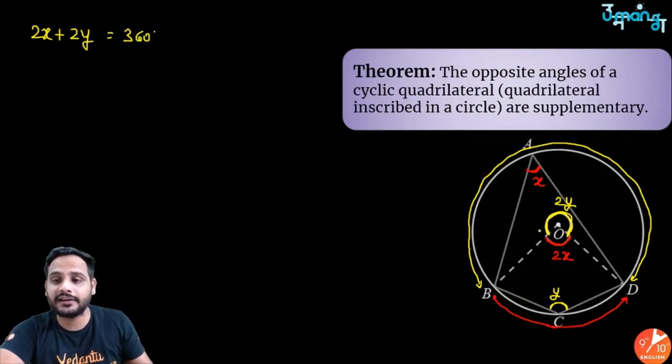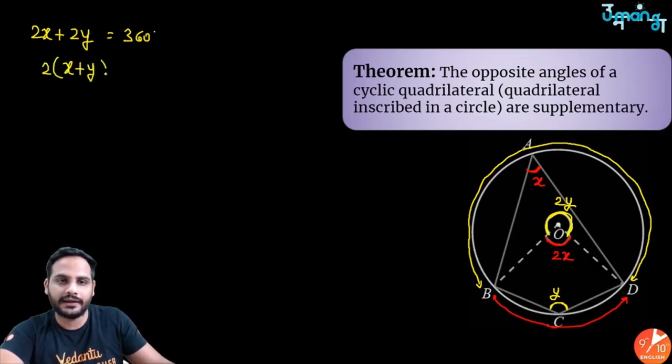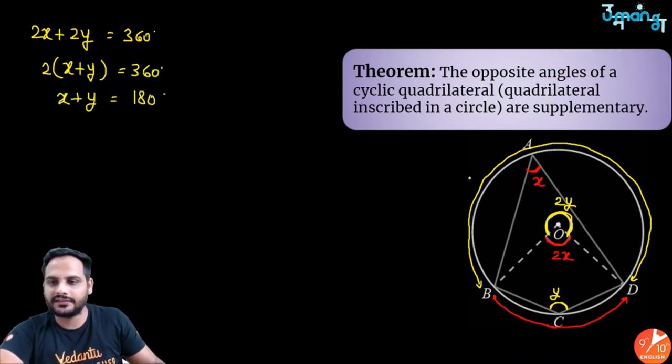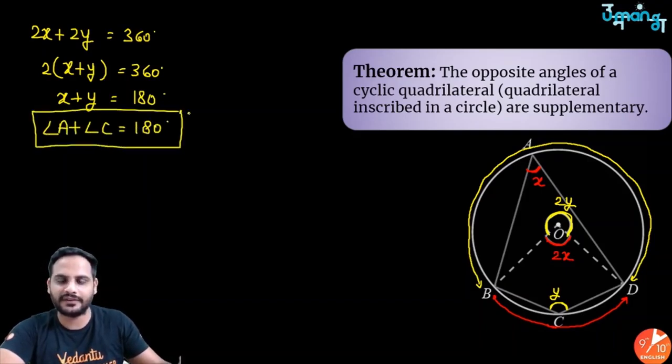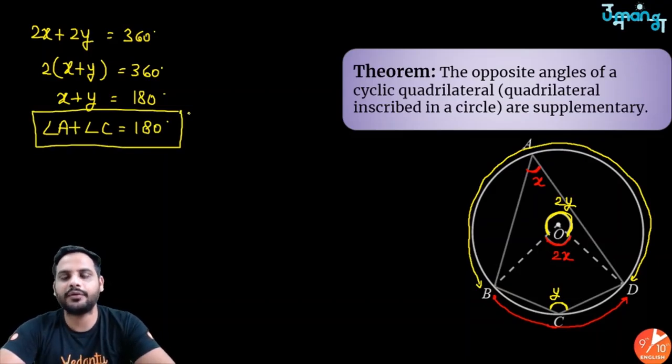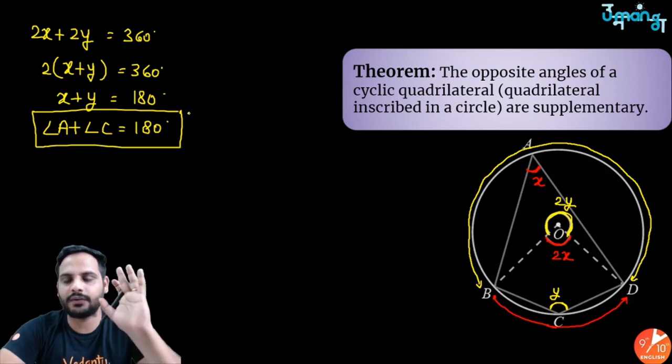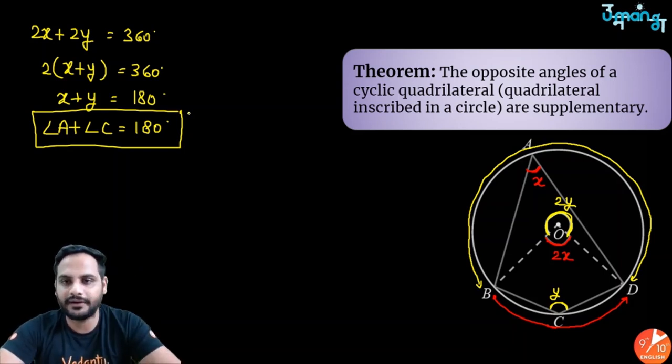Why will it be 360 degrees? Because it is forming one complete angle, right? So take 2 common, I can say x plus y is equal to 360 by 2, which is 180 degrees. x is equal to angle A, y is equal to angle C, so the sum is 180 degrees. As simple as that. So this is how we can say the opposite angles of a cyclic quadrilateral are supplementary. Very important theorem for your grade.